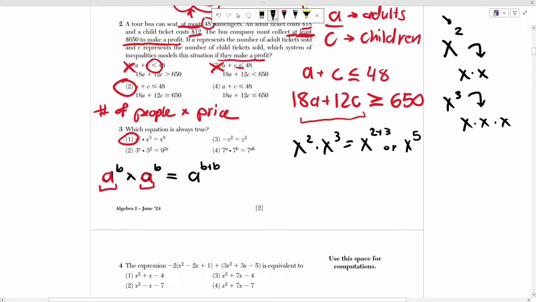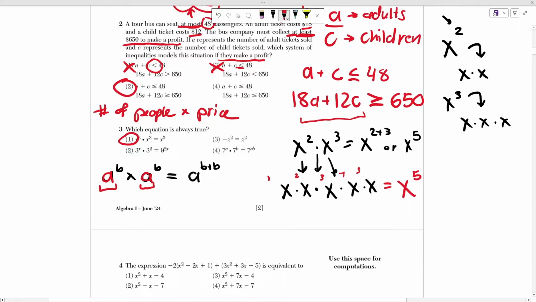So x squared times x cubed, well, we just said x squared is equal to x times x, right? Then we carry down the multiplication sign. And well, x cubed just means take x and multiply it by itself 3 times. X cubed is equal to x times x times x. Now, let's count how many x's I have. I have 1, 2, 3, 4, 5. So this is the same thing as telling me to take x and multiply it by itself 5 times, x to the power of 5.